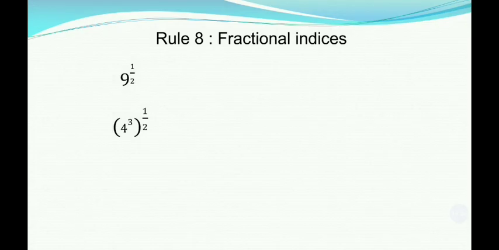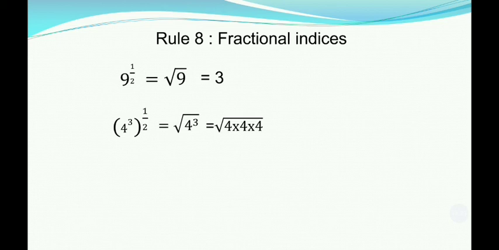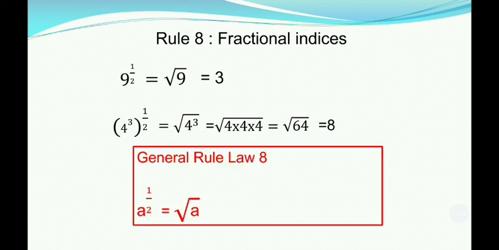Next, rule number 8, fractional indices. 9 to the power of half. Since the index is in the fractional form, it can be written as square root of 9. And the next example, that is 4 cube whole to the power of half. So here also the index is in the fractional form. So it can be written as square root of 4 cube, that is nothing but 4 into 4 into 4. So it is square root of 64. So this is rule number 8, that is a to the power of half is equal to square root of a.